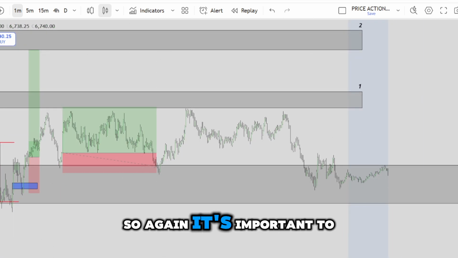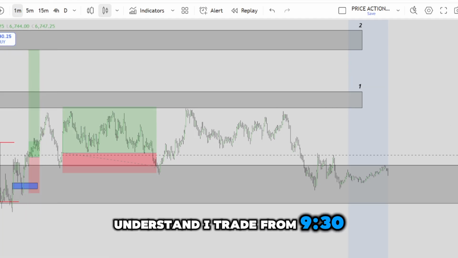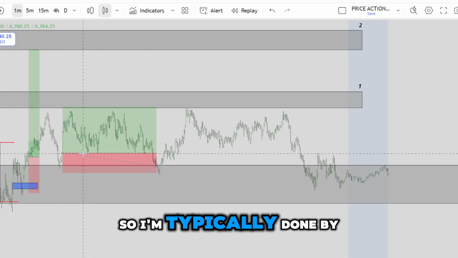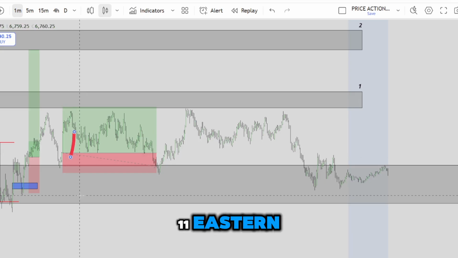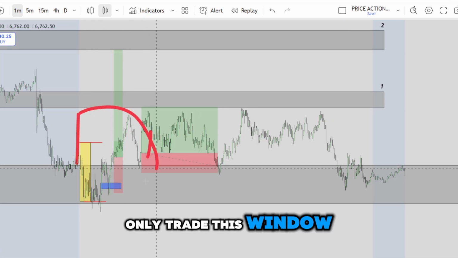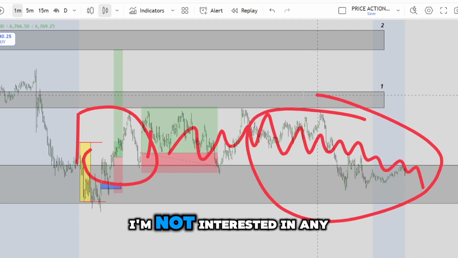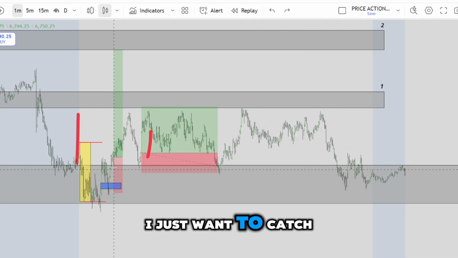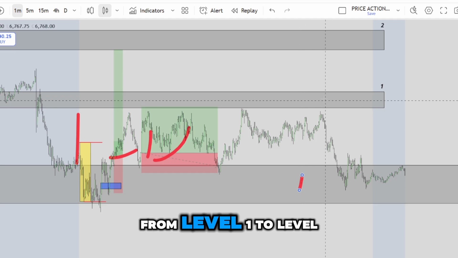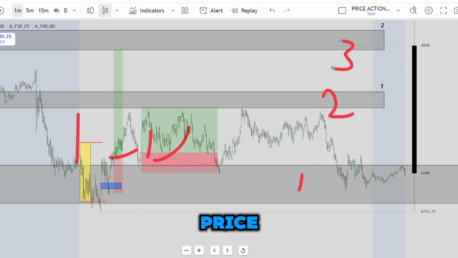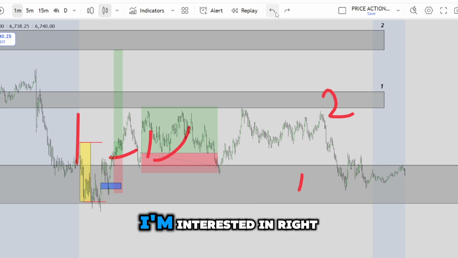So again, it's important to understand I trade from 9:30 to about 11 Eastern. So I'm typically done by 11 Eastern, which is here. So I only trade this window. I'm not interested in all this. It's typically mega chop, right? I'm not interested in any of this. I just want to catch one or two good moves from level 1 to level 2 to level 3, right? In line with the weekly opening price. That is the only thing I'm interested in, right?